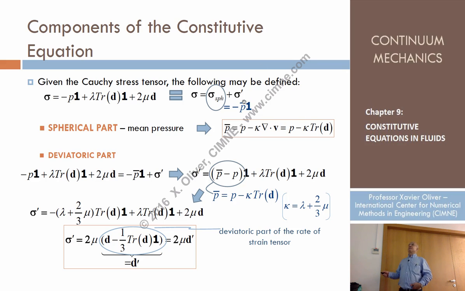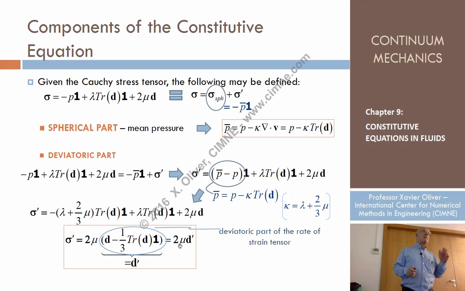What about the rest? What about the deviatoric part of the stress tensor? Well, it's a matter of operation. We just split the stresses into the spherical part and the deviatoric part. We isolate the deviatoric part, we pass this term to the other side, we obtain that, and we replace that equation into here. We make some additional operations. And then we realize, curiously enough, that the deviatoric part of the stresses and the deviatoric part of the rate of strains are related one-to-one with the factor 2 mu.